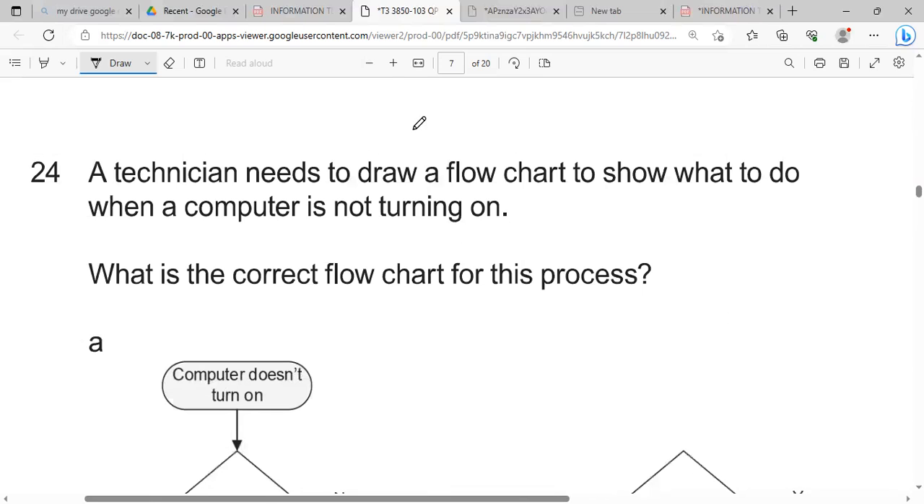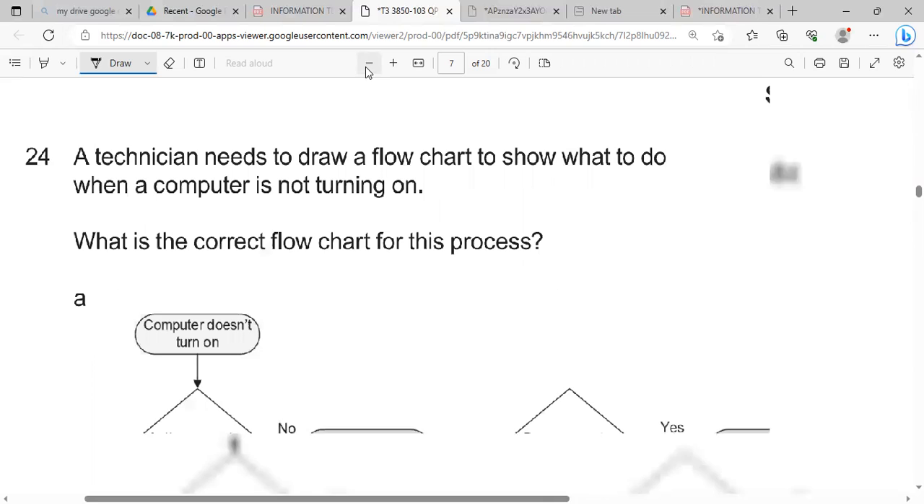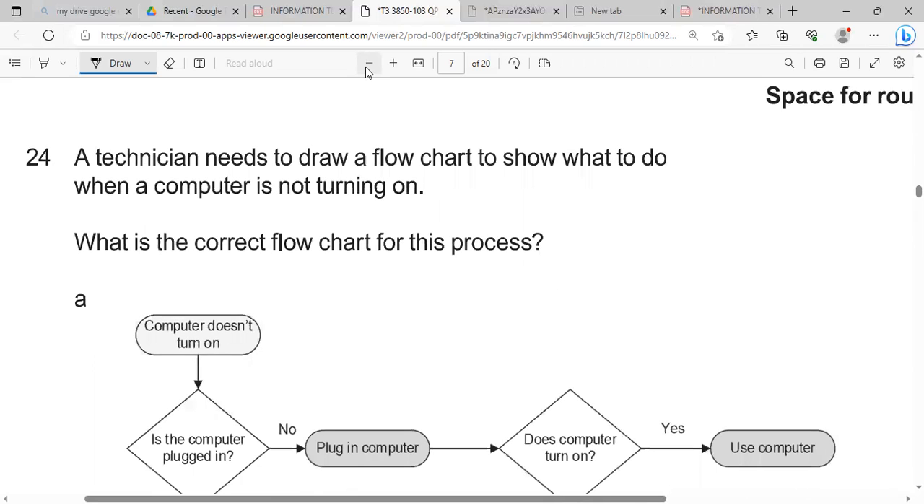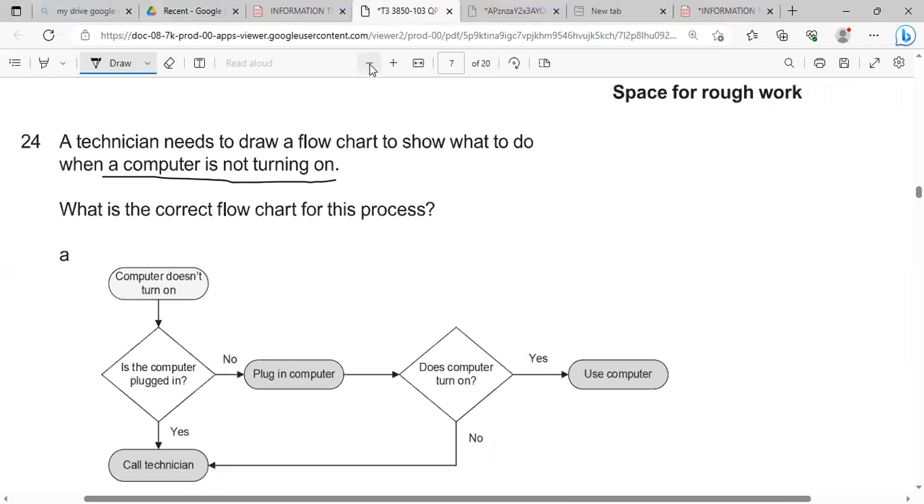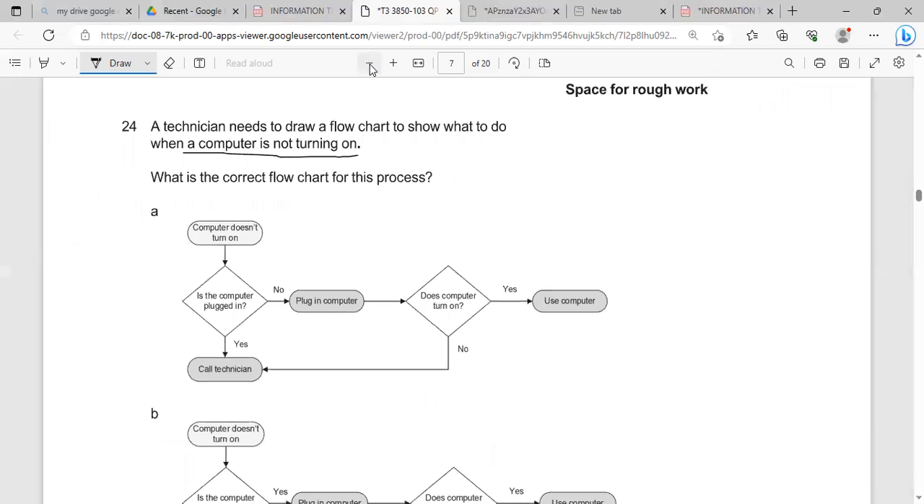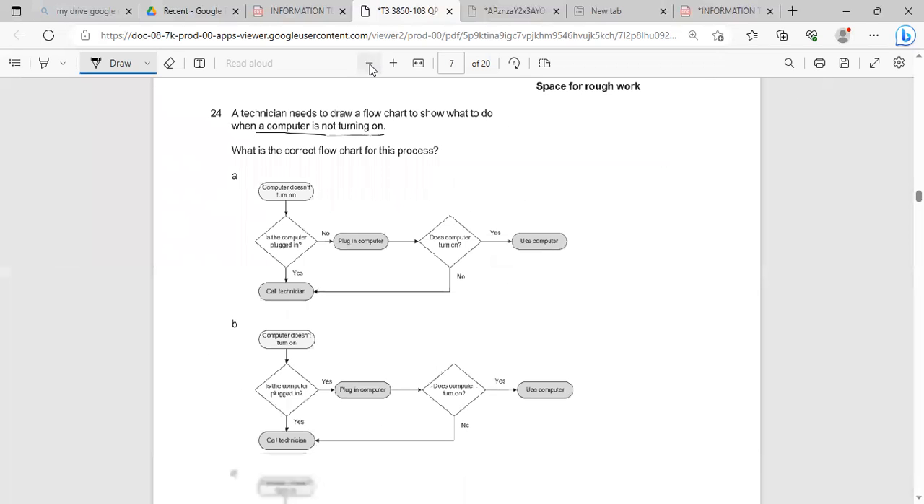So a technician needs to draw a flow chart to show what to do when a computer is not turning on. So guys, when a computer is not turning on. And right about now, the computer information technology paper should be previewing on my channel. So guys, ensure that you watch that, all right?